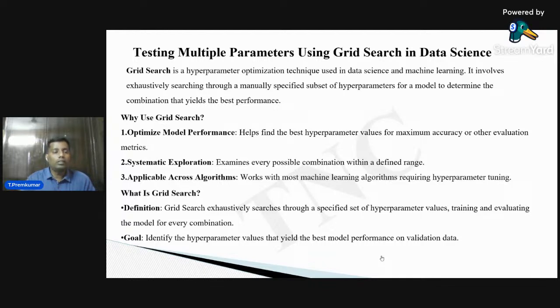The next one, what is grid search? In the case of grid search, it exhaustively searches through a specified set of hyperparameter values, training and evaluating the model for every combination. And the goal of grid search is to identify the hyperparameter values that yield the best model performance on the validation data.